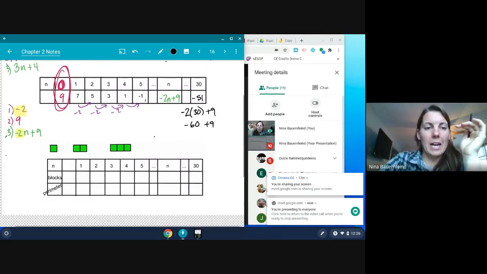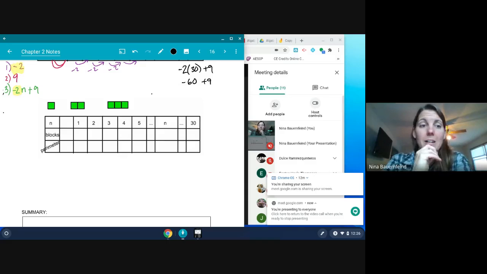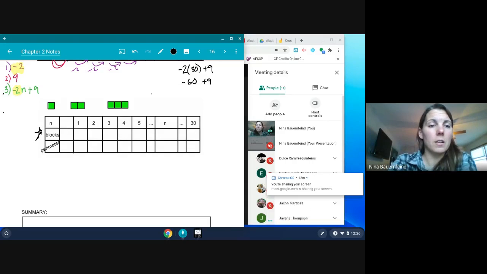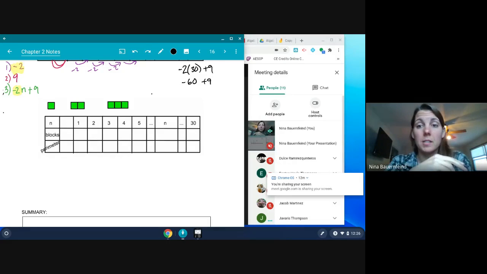All right, so here's our last one. There's two parts to this. There's actually two equations that we're going to find. One is about how many blocks there are, and the other is about the perimeter. So blocks is boxes. Perimeter means how much around the outside.